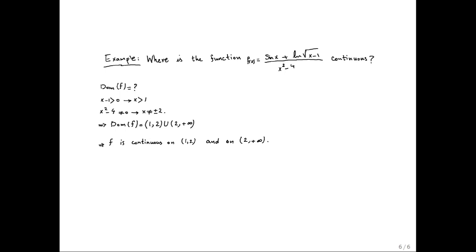The first requirement is that x minus 1 has to be positive, so x has to be greater than 1. Also, x squared minus 4 has to be non-zero, so x is different from 2 and negative 2. So the domain of f is going to be the union of two intervals, 1 to 2 union 2 to positive infinity. Because the function is continuous at every point of its domain, it means that f is continuous on the interval 1 to 2, and it's continuous on the interval 2 to positive infinity.